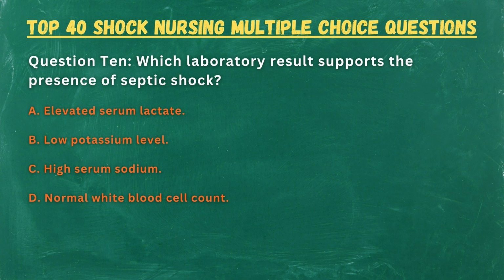Question 10. Which laboratory result supports the presence of septic shock? A. Elevated serum lactate. B. Low potassium level. C. High serum sodium. D. Normal white blood cell count. Answer. A. Elevated serum lactate.